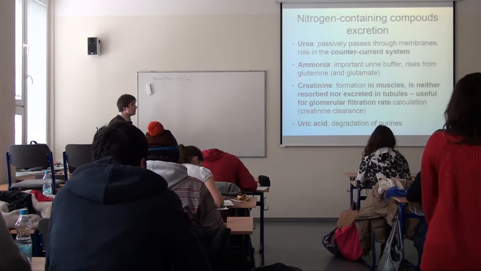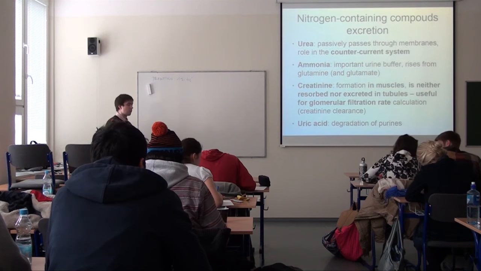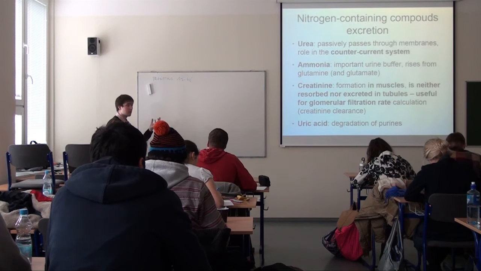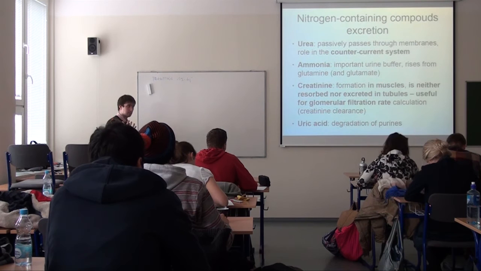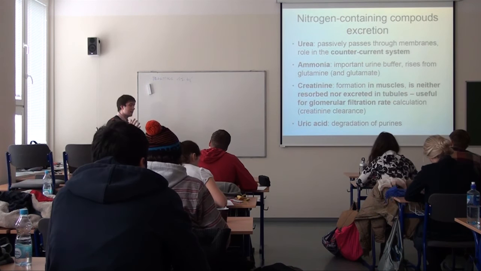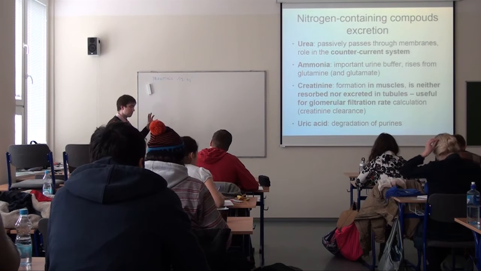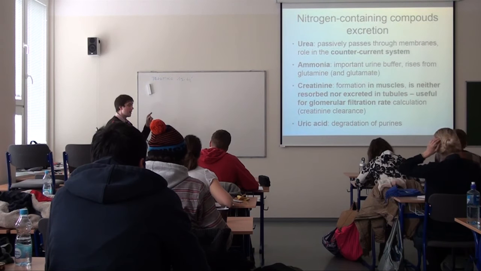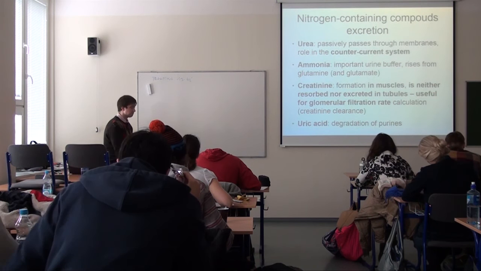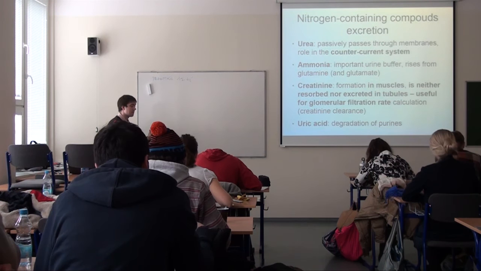To ammonia, you know that we have two possibilities how to excrete ammonia from the body. The first possibility is to incorporate ammonia to urea or to excrete ammonia itself, yes? This second possibility, it means to excrete only pure ammonia, can be done only in kidneys, yes? And ammonia in urine is a very important buffer, for you know that ammonia can bind a hydrogen proton to produce ammonium, NH4+, yes?